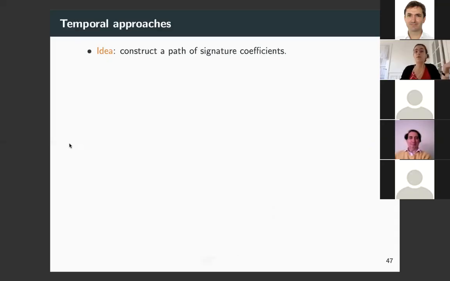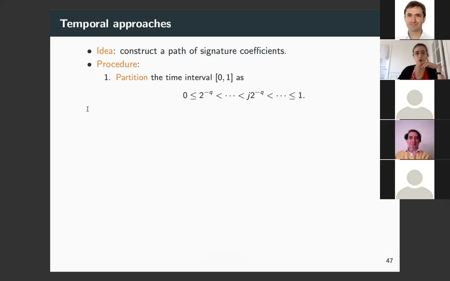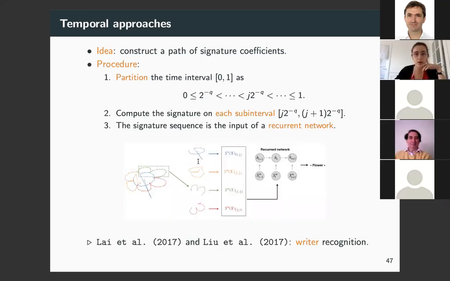I said before that if you don't compute the signature of the whole path, you get again a path, because you can compute the signature of sub-pieces. This is what I call temporal approaches. You can construct a path of signature coefficients. You just divide your interval, take the signature of each of these pieces, and this is again a sequence of vectors, and then you can use an adapted algorithm, an algorithm that is able to take as input an ordered sequence. This has also been used a lot with signatures.